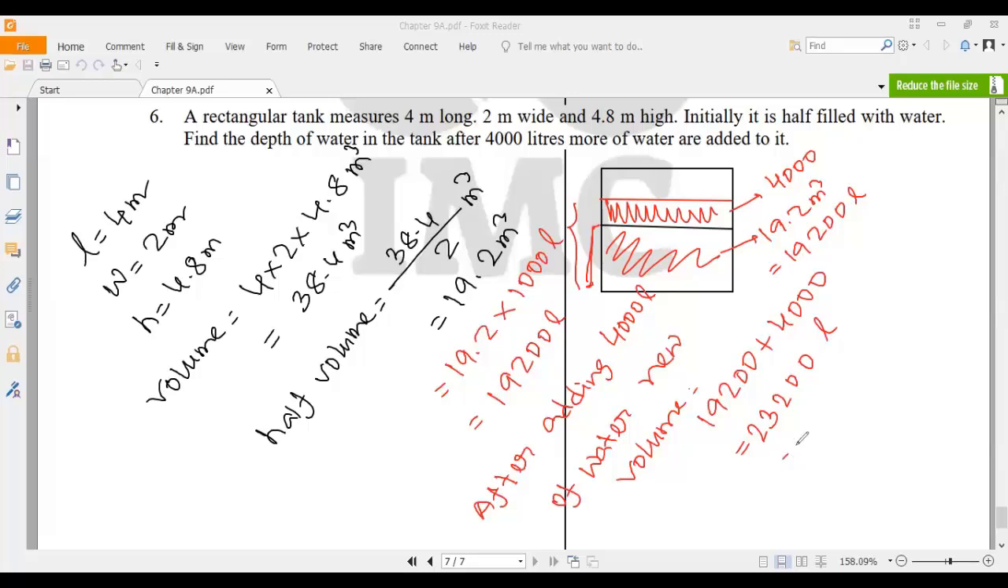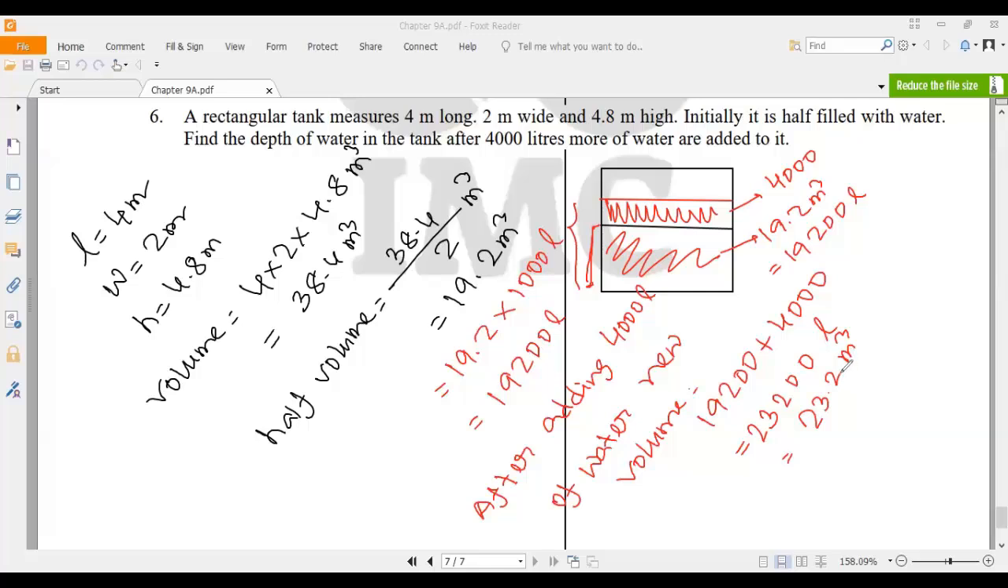So now if I want to find out the volume, that means this is the volume in liter, but we need to find out the container's volume. That will be 23.2 meter cube. Why? Because we need to divide the liter by 1,000 to get meter cube. Okay, so 23,200 divided by 1,000 will be 23.2 meter cube.